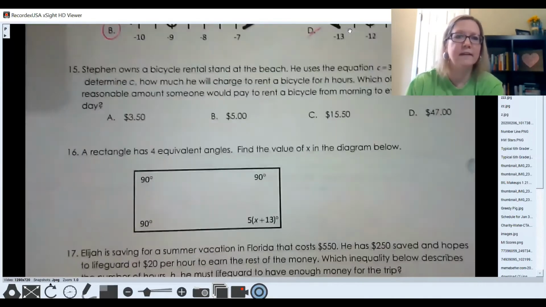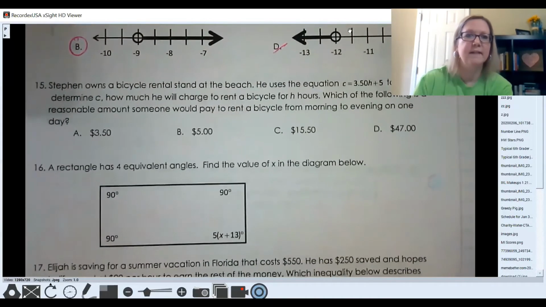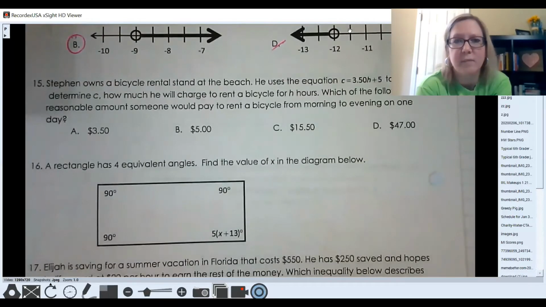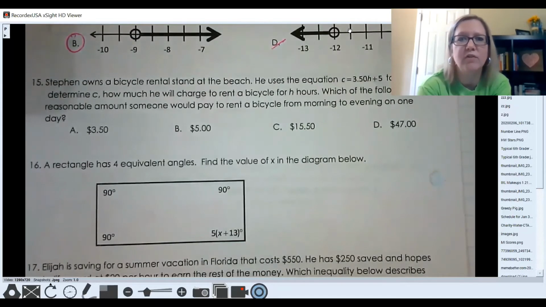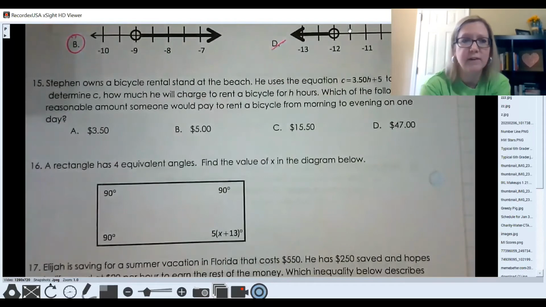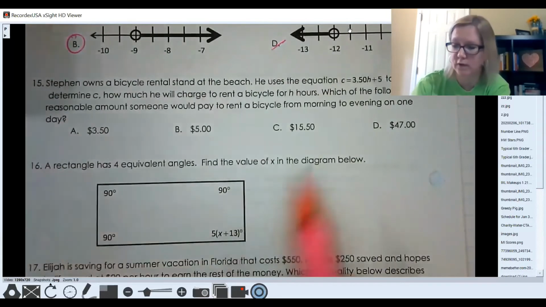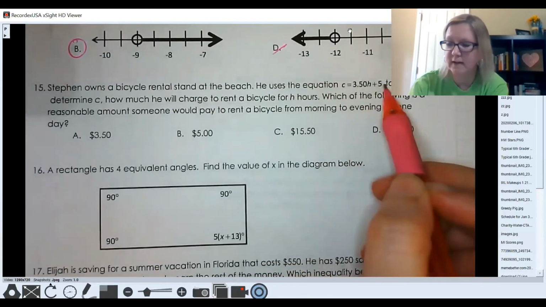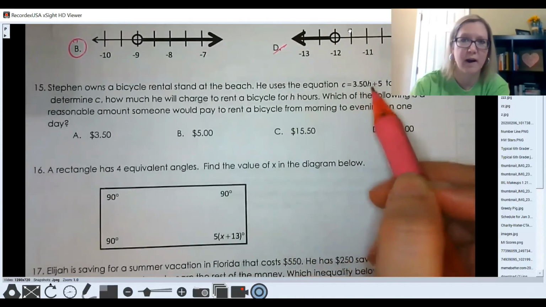All right, take a look at problem number 15. Stephen owns a bicycle rental stand at the beach. He uses the equation C equals 3.50H plus 5 to determine C, how much he will charge to rent a bicycle for H hours. Which of the following is a reasonable amount someone would pay to rent a bicycle from morning to evening on one day? So the total cost is $5 plus $3.50 per hour.